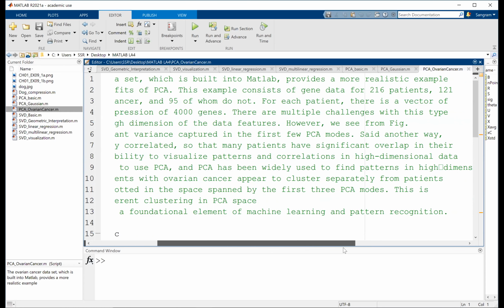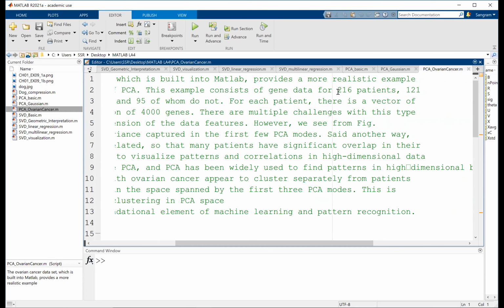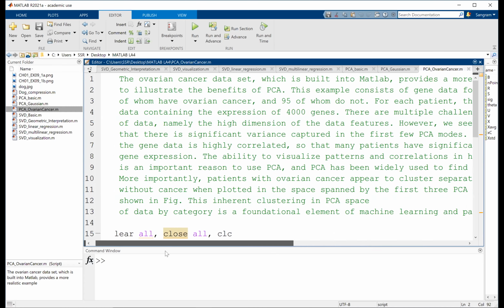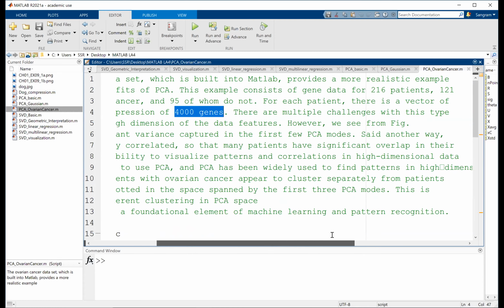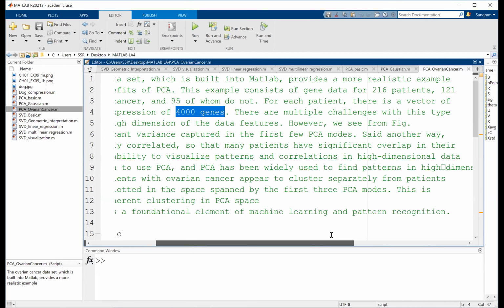So this data set consists of the genome data for 216 patients. I don't know if you are into genome sequencing or not, but gene sequences, protein sequences are super complex. If you think about the amount of encoding, the amount of information contained in each sequence is huge. So basically, there are 4,000 genes. And with these 4,000 genes, as you can see, there are multiple challenges.